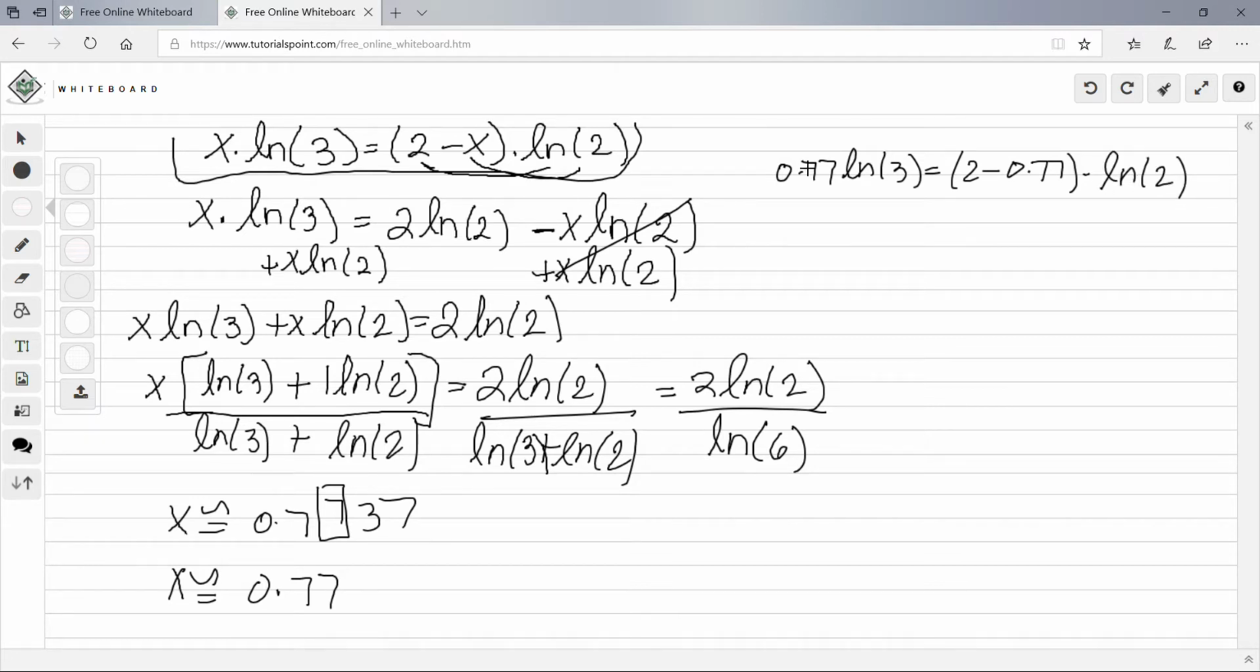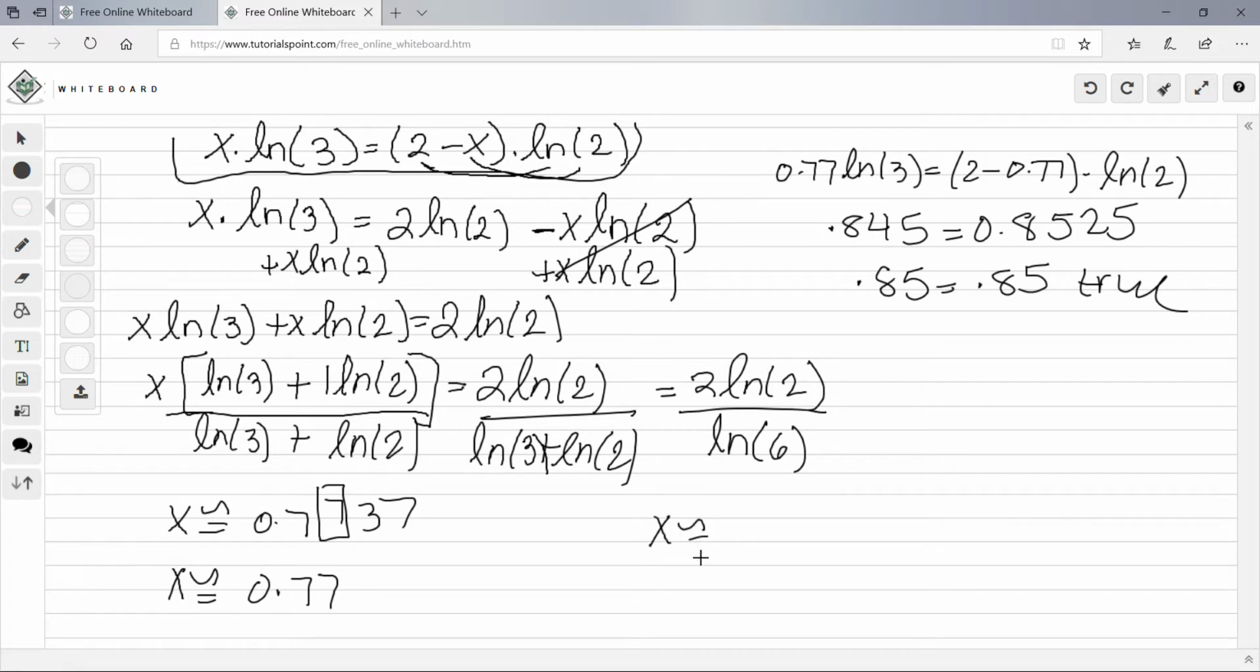And when I get that, the left side, I get 0.845, and then on the right side I get 0.8525. These numbers are really close, so I'm just going to round to 2 decimal places. So this is going to be 0.85, and this is still going to be 0.85. So they're pretty much the same, so it's true. So we know that x is about 0.77.